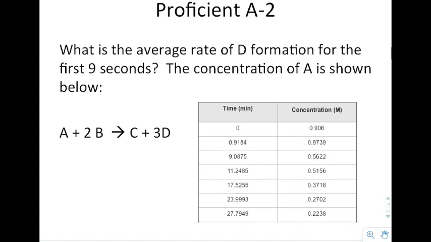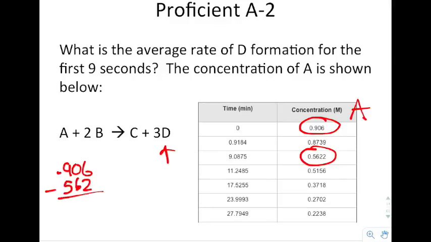Next, it says, what is the average rate of formation for D if the concentration of A is shown below? So this right here is the concentration of A, and it says, okay, I want to know for the first 9 seconds. So that means I'm going to look at this term and this term right here. Now when you do this, you have to figure out by how much A decreases. So I would say 0.906 minus 0.562. And then you would use your calculator. That's 9, and that's 10, so about 0.44 is going to be approximately the change right there.